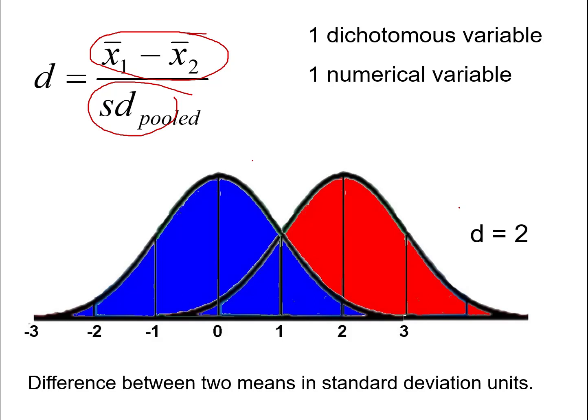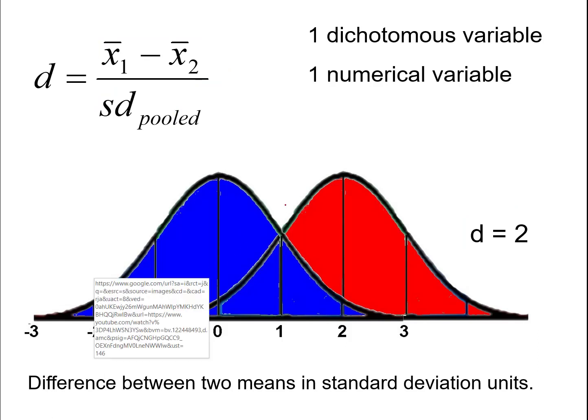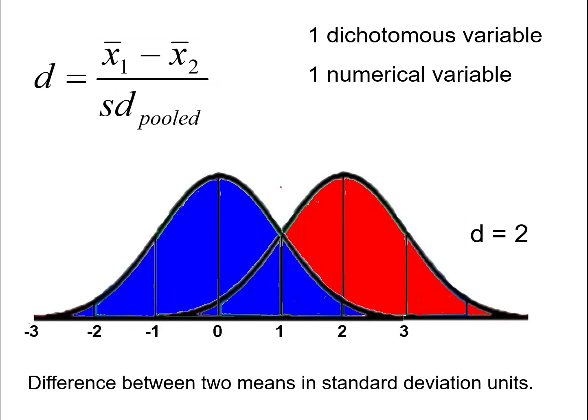And so this picture shows a difference between 2 means of 2 standard deviation units. And so I would say the D in this example is equal to 2. This is showing you what a d-statistic of 2 looks like. If my effect size, if my d-statistic as an effect size is 2, it looks like this. This is the size of difference between the 2 groups.